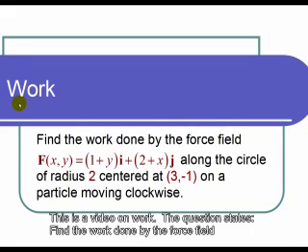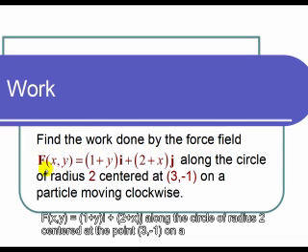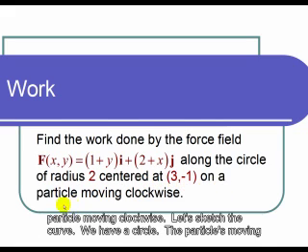This is a video on work. The question states, find the work done by the force field F of x, y equals 1 plus y times i plus 2 plus x times j along the circle of radius 2 centered at the point (3, -1) on a particle moving clockwise.